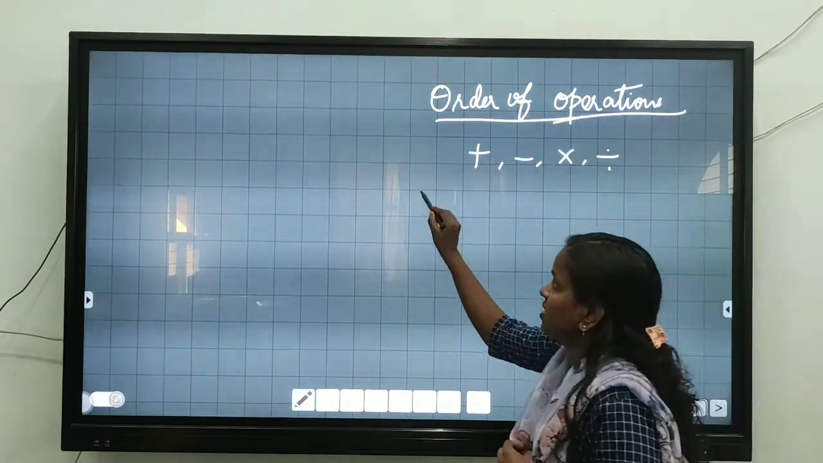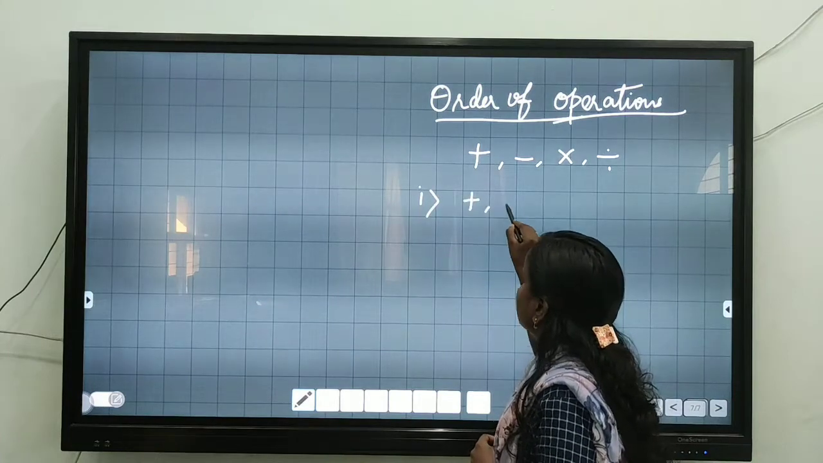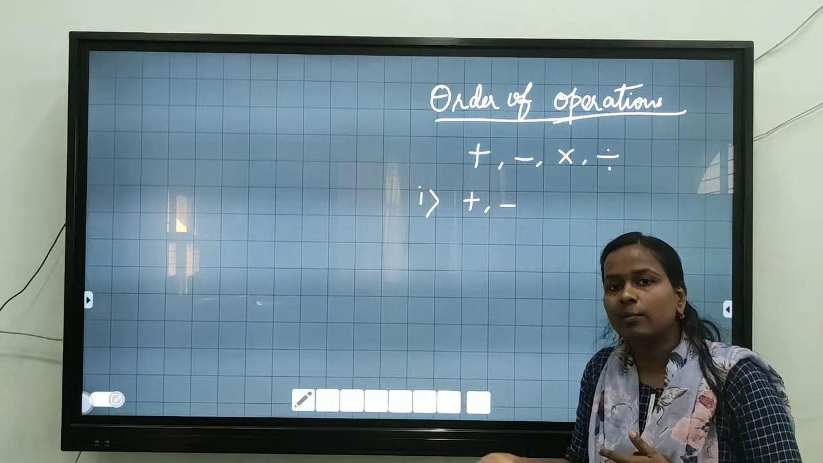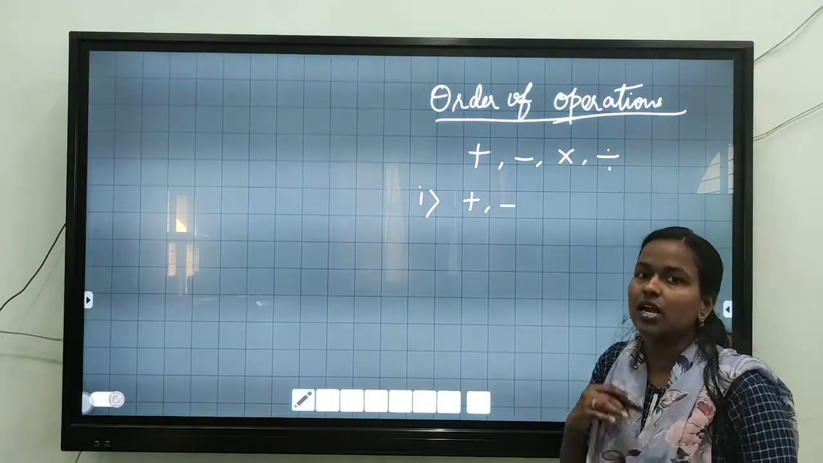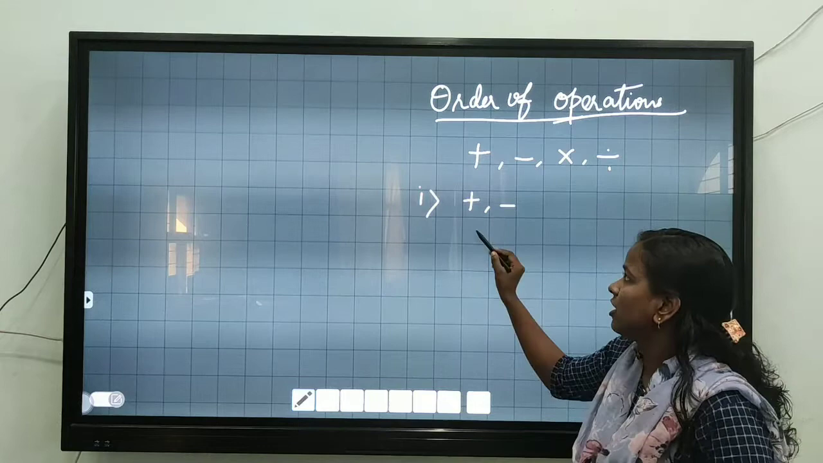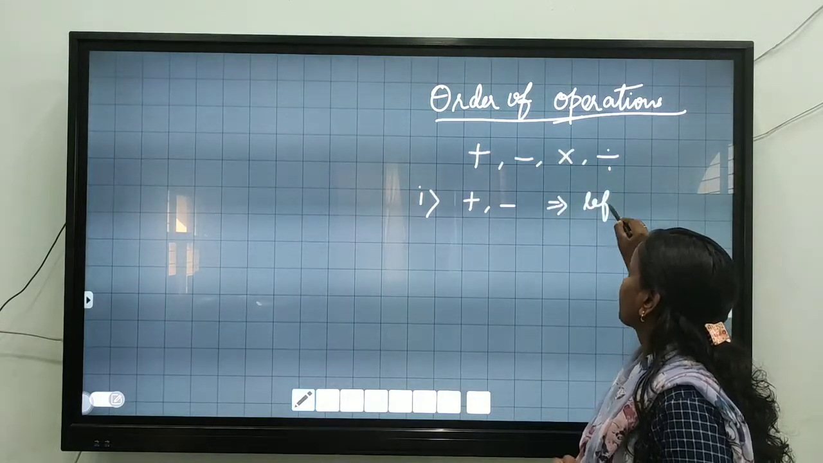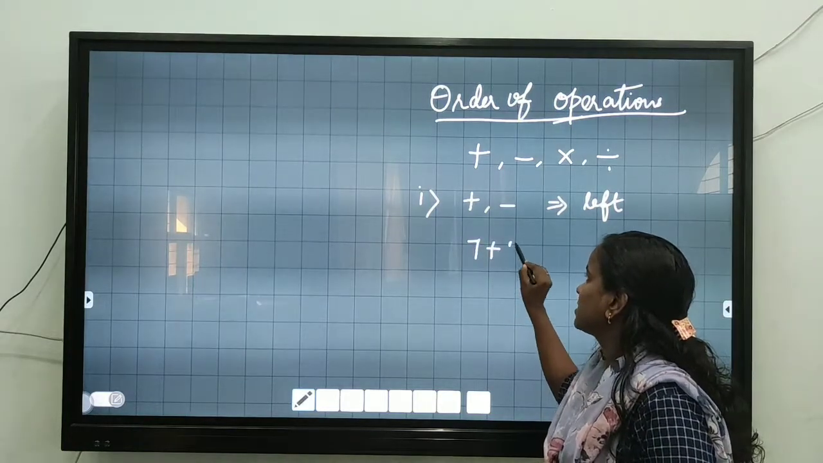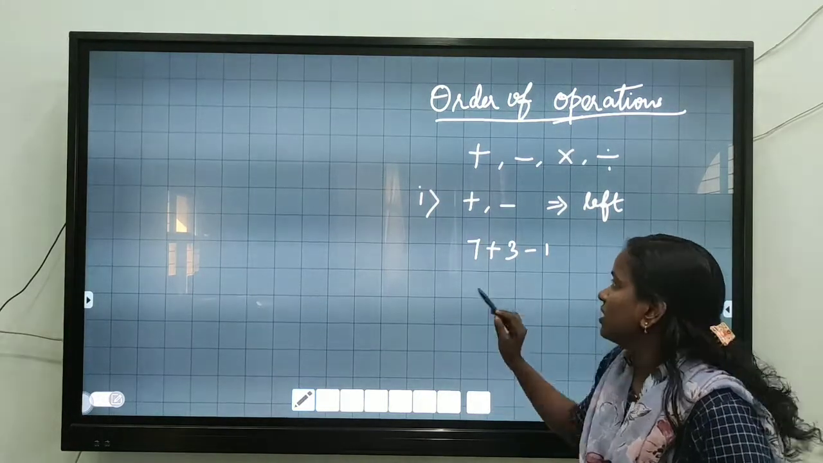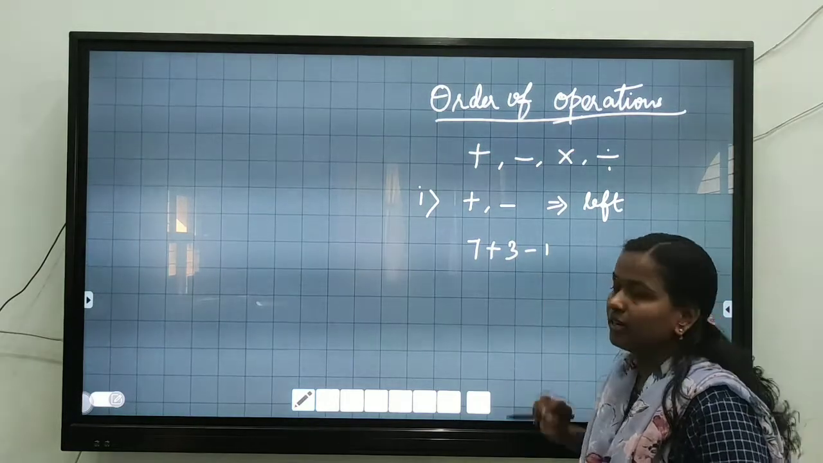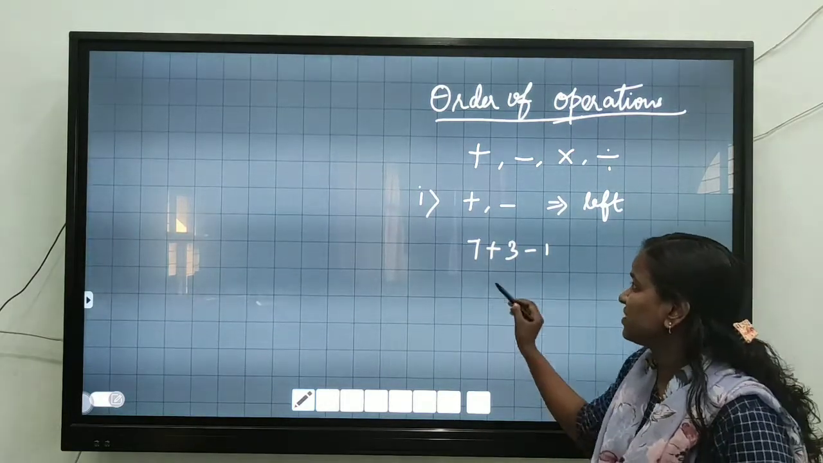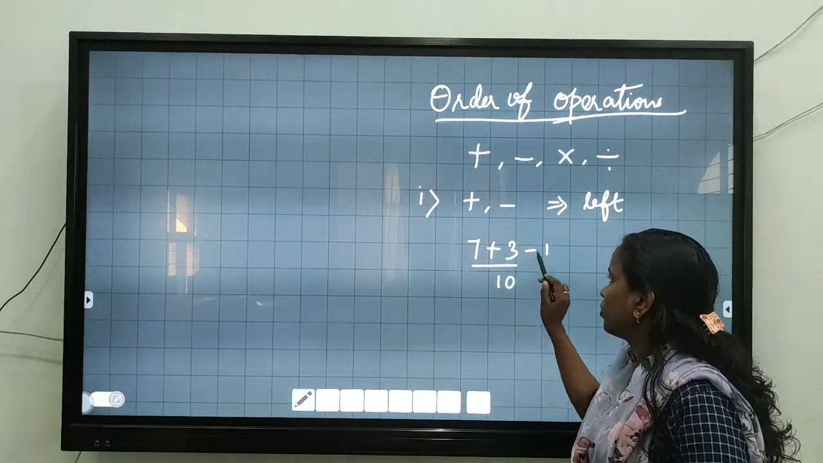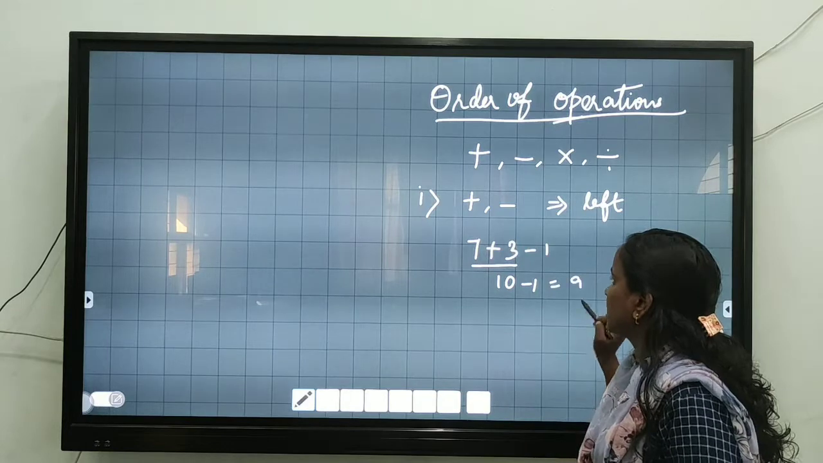So first condition, if addition and subtraction alone are given in any order, if they are given first addition then subtraction, or first subtraction then addition, it means first we have to start from the left side. From left side we have to solve. For example, here 7 plus 3 minus 1 is given. See here they are using plus operation and minus operation. So in this first we have to solve from left hand side. So 7 plus 3 is how much? 10. Then what is the remaining? Minus 1. So your answer is 9.